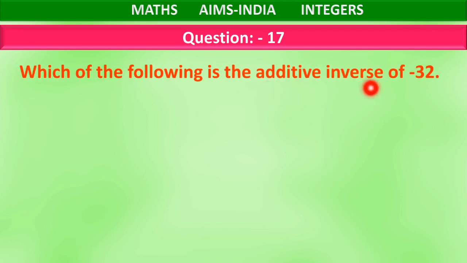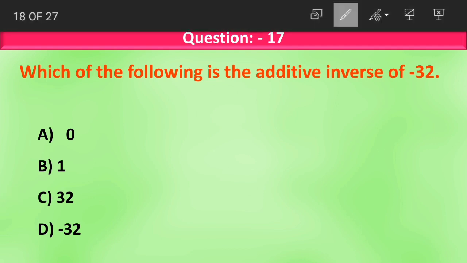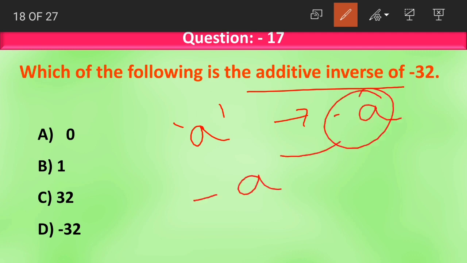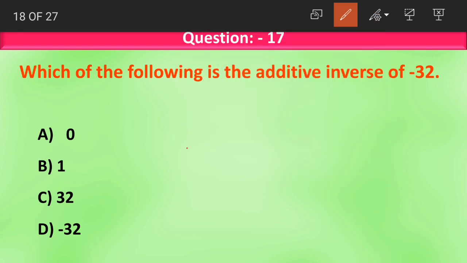Moving on, question number 17. Which of the following is the additive inverse of minus 32? Option A 0, option B 1, option C 32, option D minus 32. Remember what was additive inverse? Additive inverse of the integer a was minus a. In the same way, the additive inverse of minus a becomes what? a. Understood? If a's additive inverse is minus a, then minus a's additive inverse will be a. So here the question is minus 32. What will its additive inverse be? Its additive inverse will be 32.